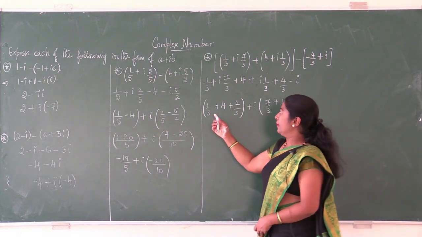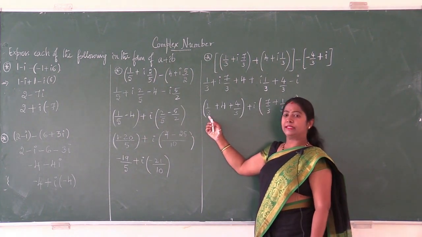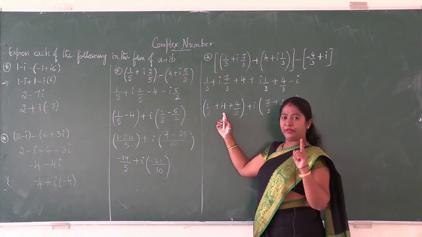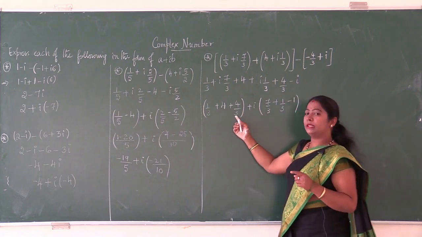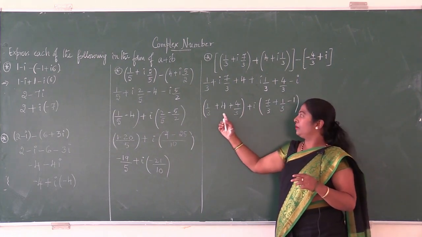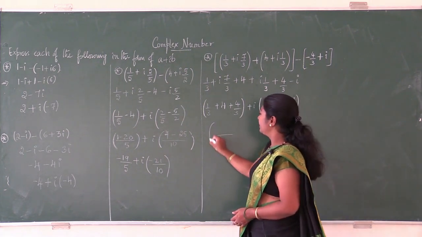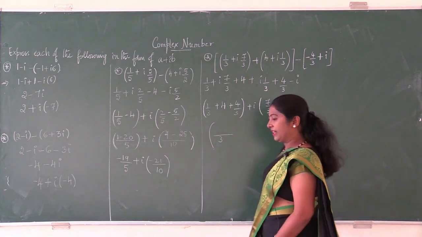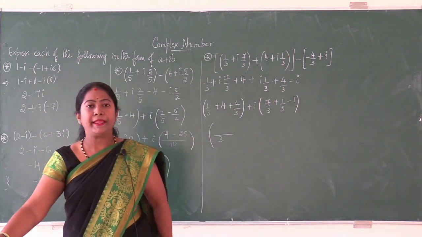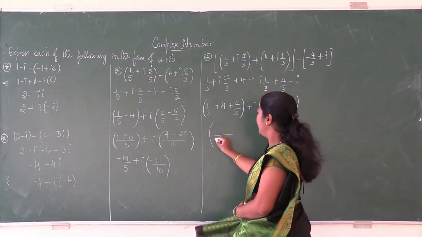Now, how to take the LCM now? What is the denominator in the first term? 3. Denominator in the second term will be 1. Denominator for the third term will be 3. So when I take 3, 1 and 3, what will be the LCM? The LCM will be 3. Similarly, start simplifying with the first term. Consider the first term, multiply with LCM.